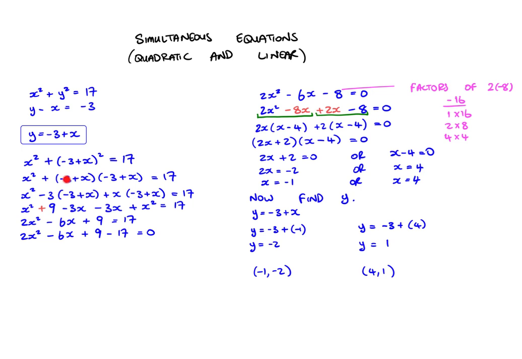So we break this up. We say our negative 3 by everything in the second bracket, which is minus 3 plus x. And then we come on to our plus x by everything in the second bracket, and then we just expand it. So our x squared stays as it is. Our negative 3 turns into a positive 9, because a minus by a minus gives us a plus.